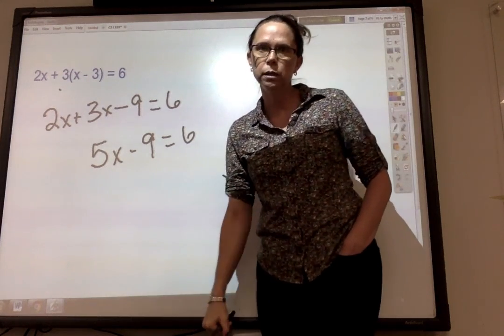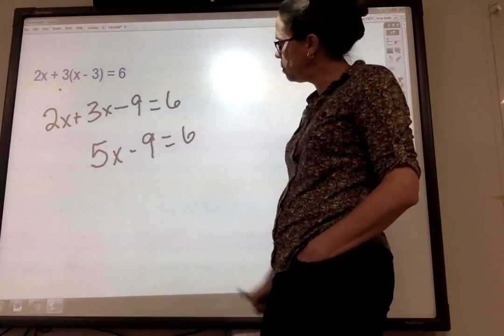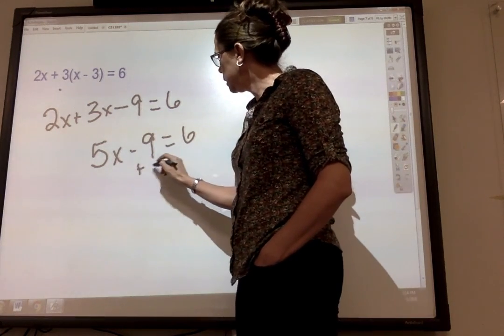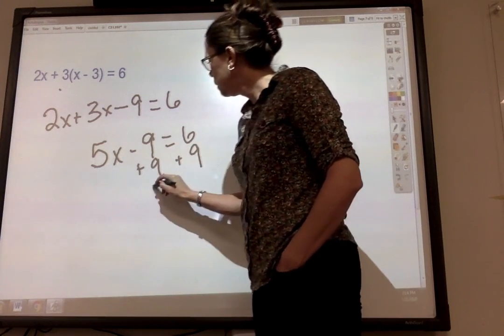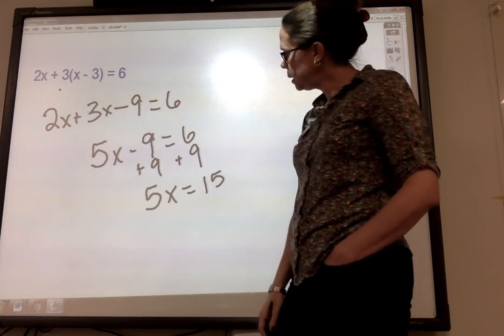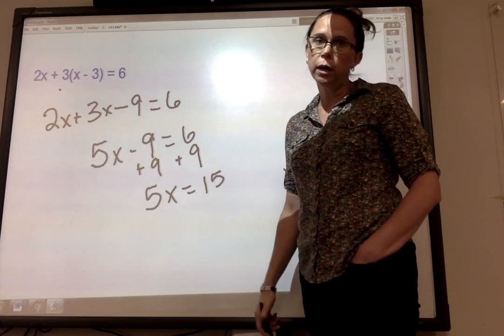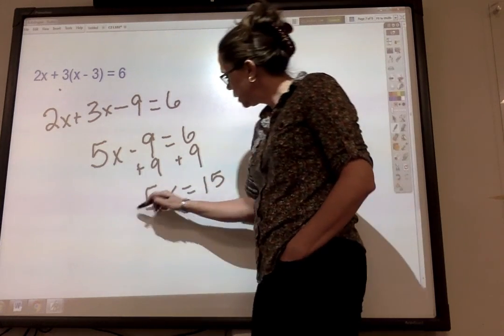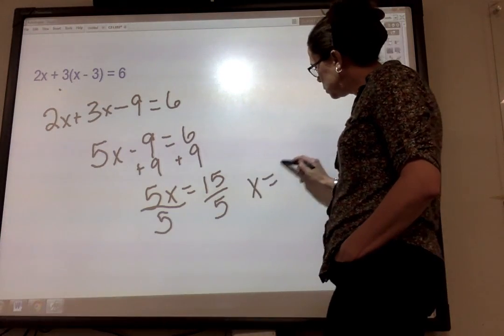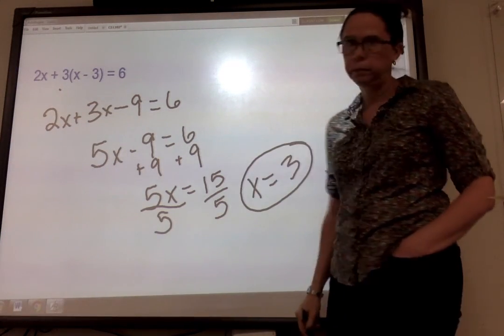Now our questions. What's happening to the term with the variable? It's being subtracted by 9. How do I undo subtract 9? Add 9 to both sides. 5x is equal to 15. Now what's happening to the variable? It's being multiplied by 5. How do I undo multiply by 5? Divide by 5 on both sides. x is equal to 3.